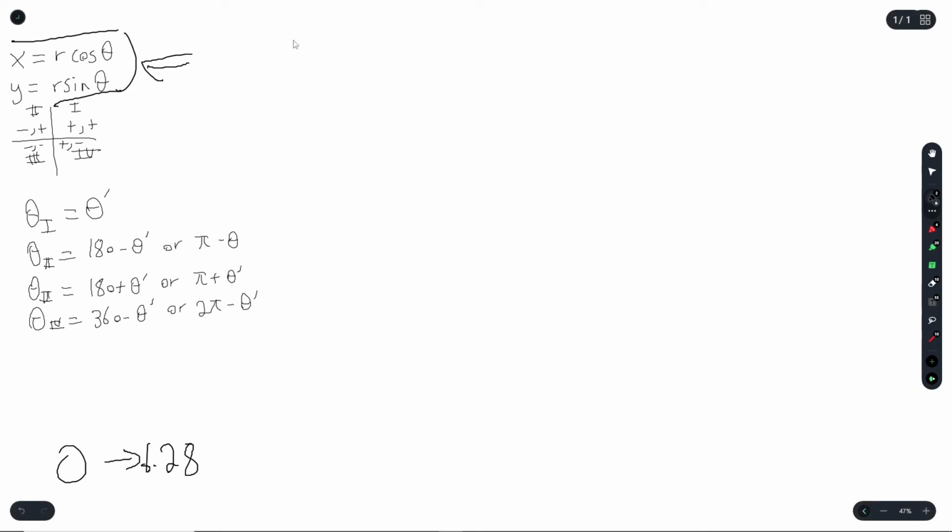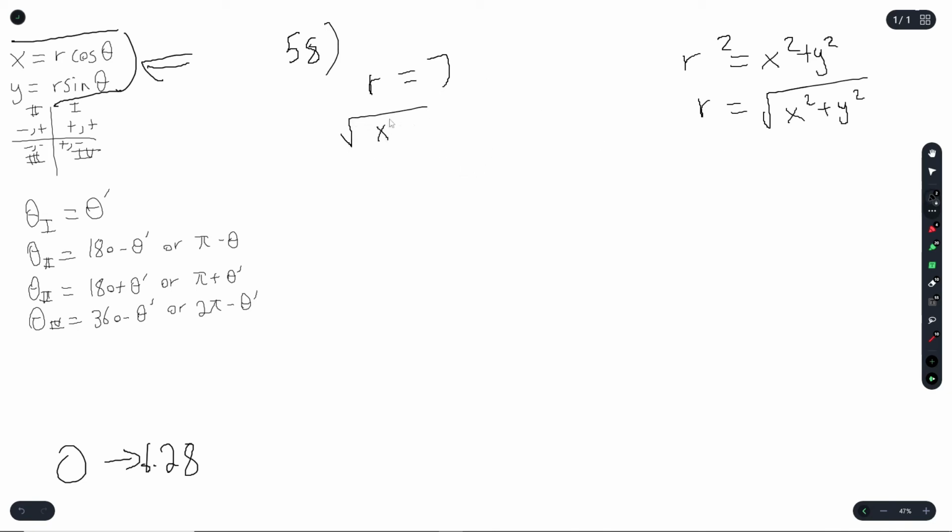Next question is question 58. Here they're asking us for the opposite. So we have r equals 7 and we want it in rectangular form. So here we already know that r squared is equal to x squared plus y squared. So r would equal radical x squared plus y squared. So we can substitute this for r. So radical x squared plus y squared is equal to 7. Square both sides. So x squared plus y squared is equal to 49. And that's our answer.